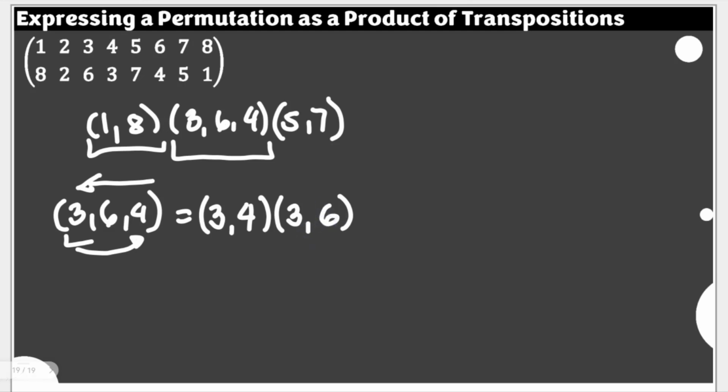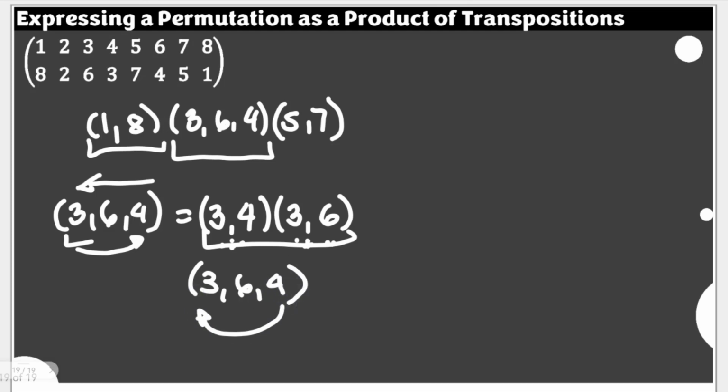Let's check if these two result in our given cycle. The rest of the numbers in S8, that is 1, 2, 5, 7, 8, are mapped to themselves. But for 3, 6, 4, we have this mapping. 3 is mapped to 6. 4 is mapped to 3. 6 is mapped to 4. So that's the same as the given cycle.